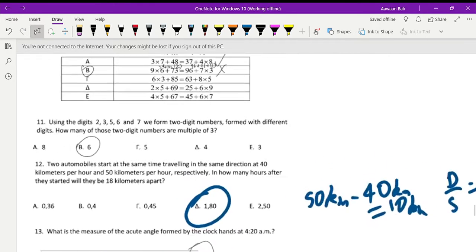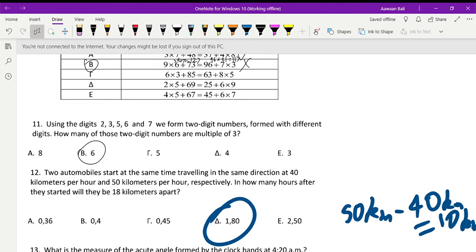So first thing we have to do is check the sums, because any number that's divisible by 3 will have the sum of its digits divisible by 3. Okay, so first we'll check the numbers starting with 20. So 23: 2 plus 3, 5, no. 2 plus 5, 7, no. 2 plus 6, 8, no. 2 plus 7, 9, yes.